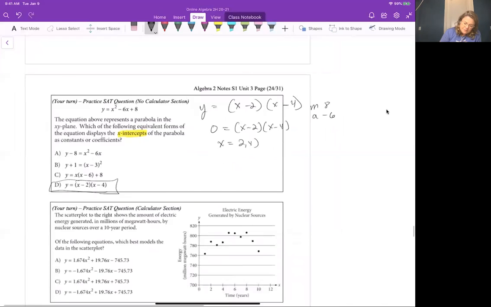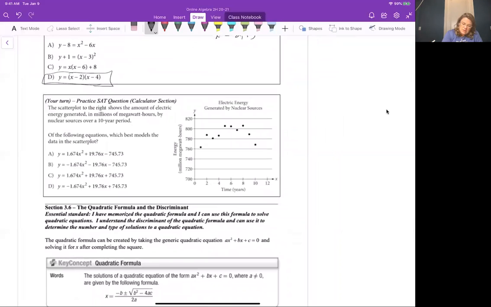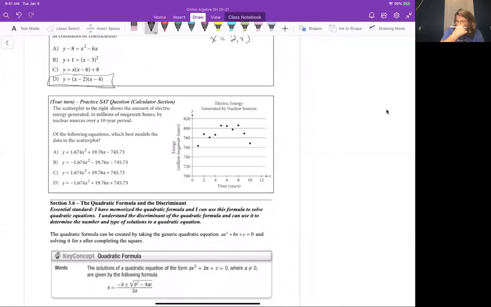All right, next one. The scatter plot to the right shows the amount of electric energy generated in millions of megawatt hours by nuclear sources over a 10-year period. Of the following equations, which best models the data in the scatter plot? So we can see some data. Now, this is a scatter plot because real data never is perfect. So it has some shape that looks like this, which is a parabola, basically. And if I have a parabola, I have a vertex, and it's somewhere near there.